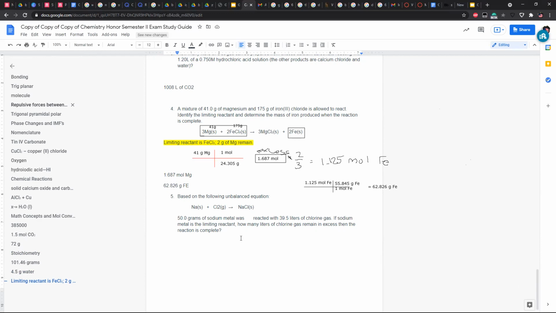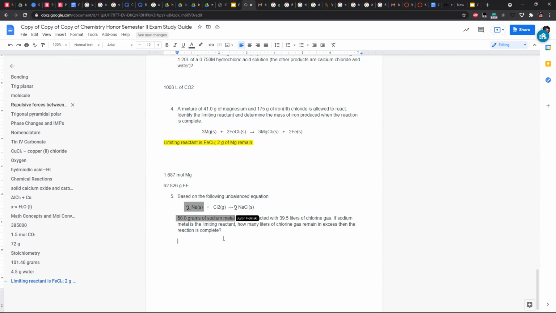And for our final question, 50 grams of sodium metal was reacted with 39.5 liters of chlorine gas. If sodium metal is the limiting reactant, how many liters of chlorine gas remain in excess when the reaction is complete? So we have to balance first. We're going to have 2 of these, and then 2 sodium chlorides, and then bam, we're balanced. So we have sodium metal. That's the quantity that we are given. That is 50 grams. And then we have a number of grams of chlorine gas as well.